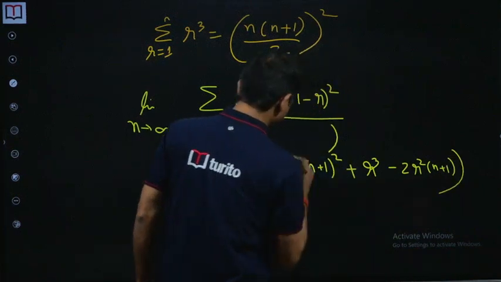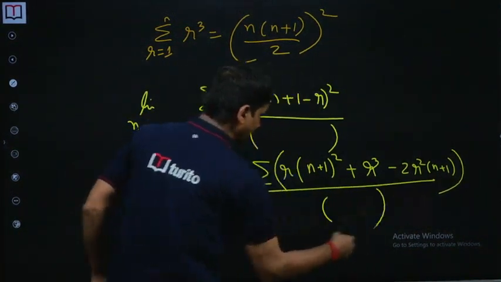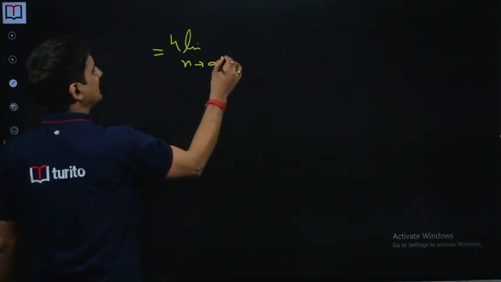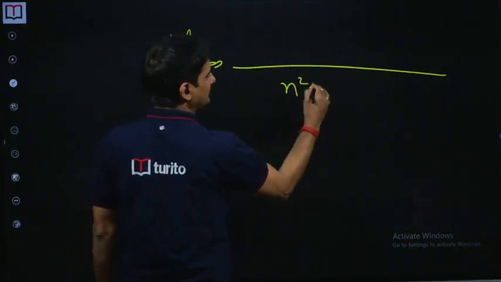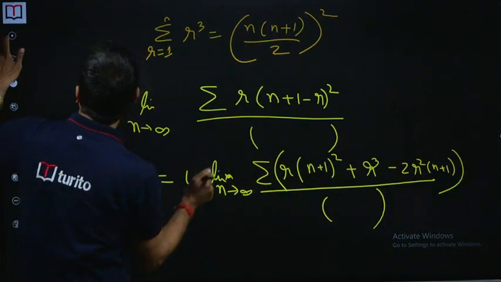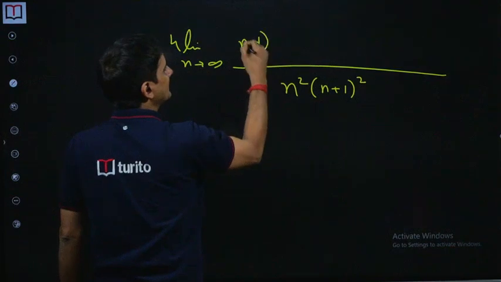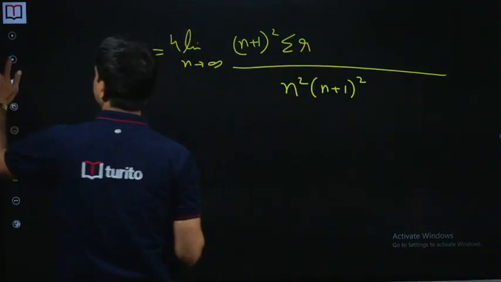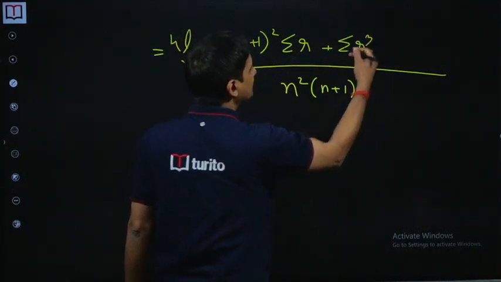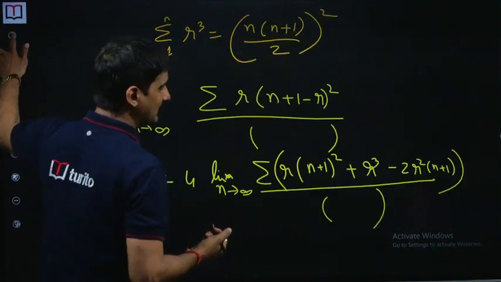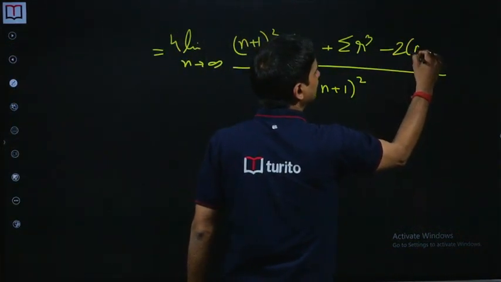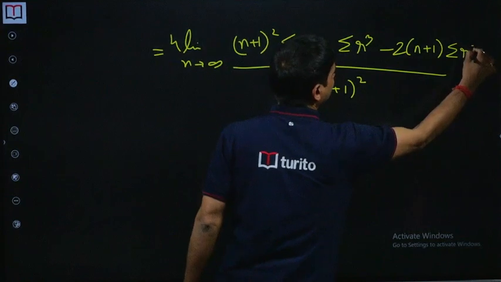So now that's it. What can we write here? So it's limit n tends to infinity, 4 times, and in the denominator we know n square into n plus 1 whole square. Now in the numerator we have n plus 1 whole square, summation of r, first step. The second one is plus summation r cube, which we already know, what is it? We have already seen it. And then we have minus 2 times n plus 1 common, and that is summation r square.